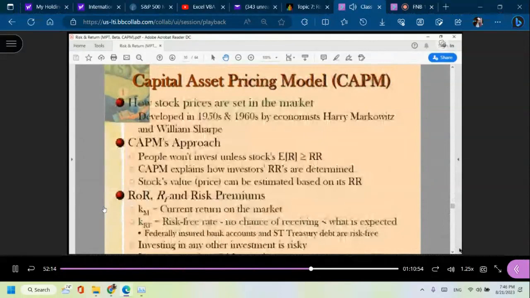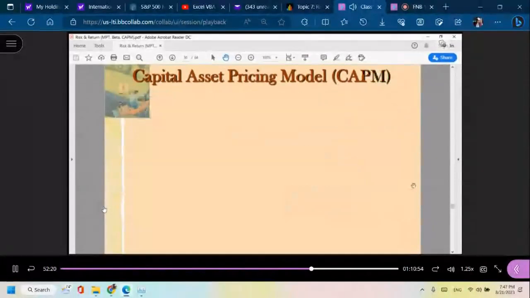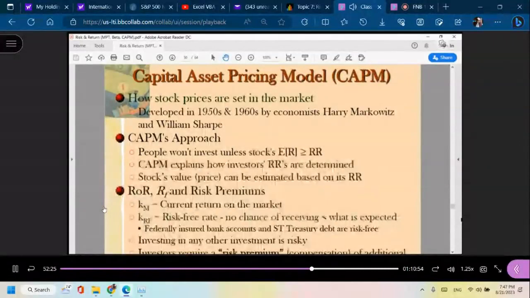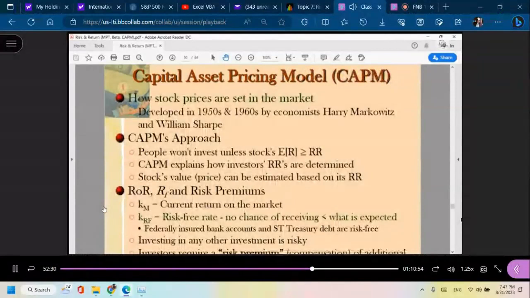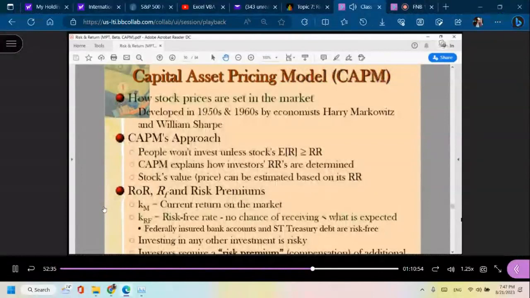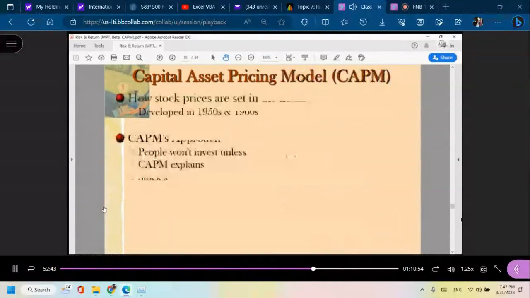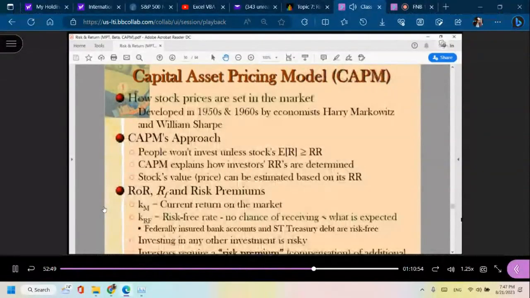The second use of beta is in the capital asset pricing model, or CAPM. CAPM is a little bit of a misnomer. Why is it a misnomer? Actually, the capital asset pricing model doesn't directly price any asset. It is actually the model to calculate the required return. You understand?